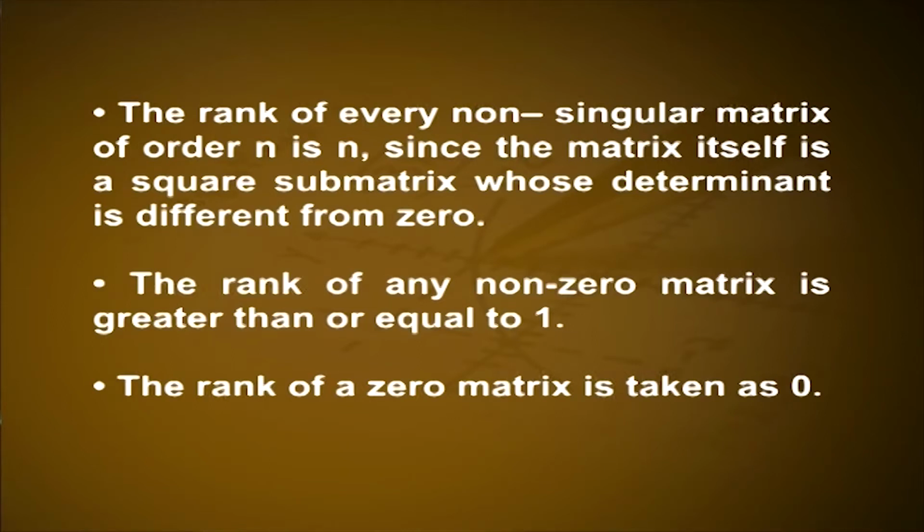Since the matrix itself is a square submatrix whose determinant is different from 0. The rank of any non-zero matrix is greater than or equal to 1. The rank of a zero matrix is taken as 0. The following example illustrates the usefulness of the above definition in the determination of rank of a matrix.